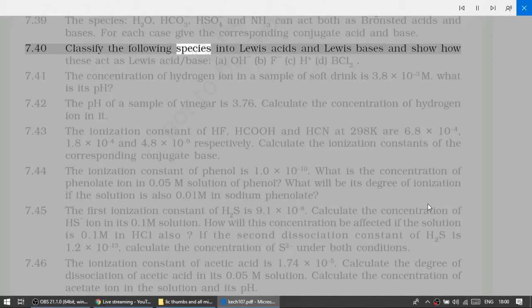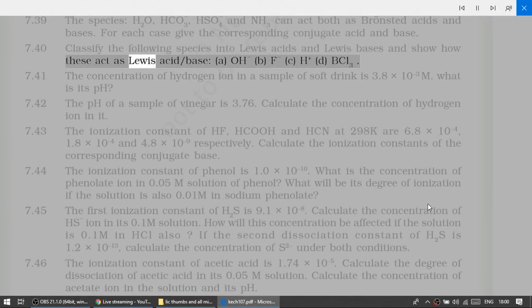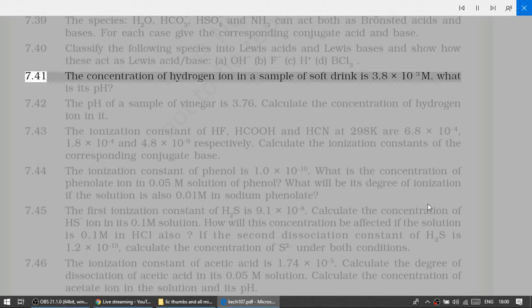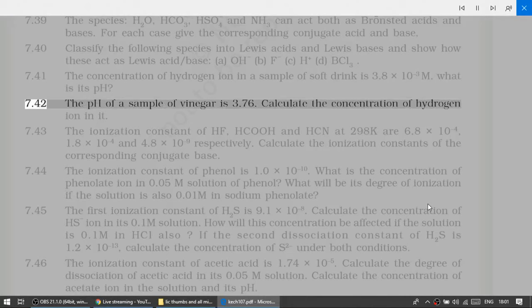7.40. Classify the following species into Lewis acids and Lewis bases and show how these act as Lewis acid/base: A. OH-, B. F-, C. H+, D. BCl3. 7.41. The concentration of hydrogen ion in a sample of soft drink is 3.8 × 10^-3 M. What is its pH? 7.42. The pH of a sample of vinegar is 3.76. Calculate the concentration of hydrogen ion in it.